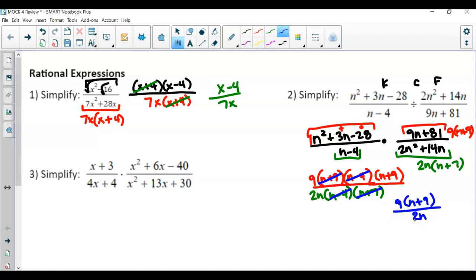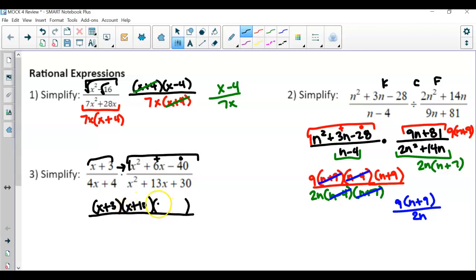Now, question number 3, this is just multiplication, so no need for keep, change, flip. So I'm going to go right into factoring my numerators, because we're just multiplying straight across. Nothing I can do here about x plus 3, so I'm just going to bring that down. Now here I've got my trinomial where a is 1, so it's by itself. So what numbers multiply to get you negative 40 and add to get you 6? Well, 10 and negative 4. So x plus 10 and x minus 4.